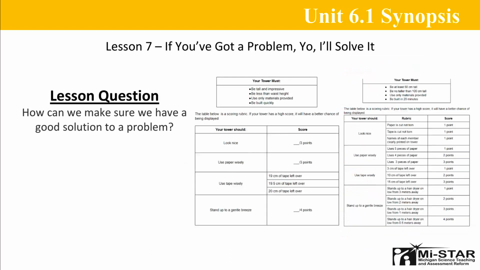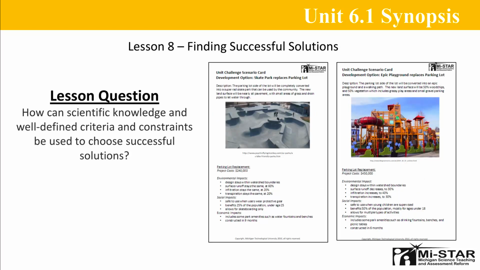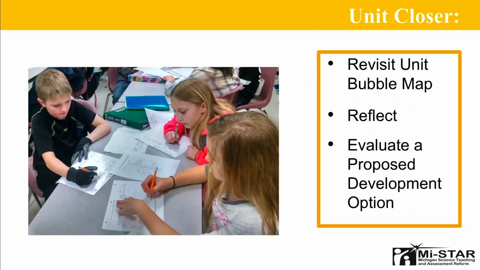In Lesson 7, students learn how well-defined criteria and constraints are important to choosing a successful solution to a problem. They apply this knowledge to the unit challenge scenario by working in their teams to refine the criteria and constraints provided by the unit challenge. In Lesson 8, unit challenge teams evaluate proposed solutions for the unit challenge scenario. During the unit closer, the class revisits the unit bubble map, and students reflect on changes in their understanding.